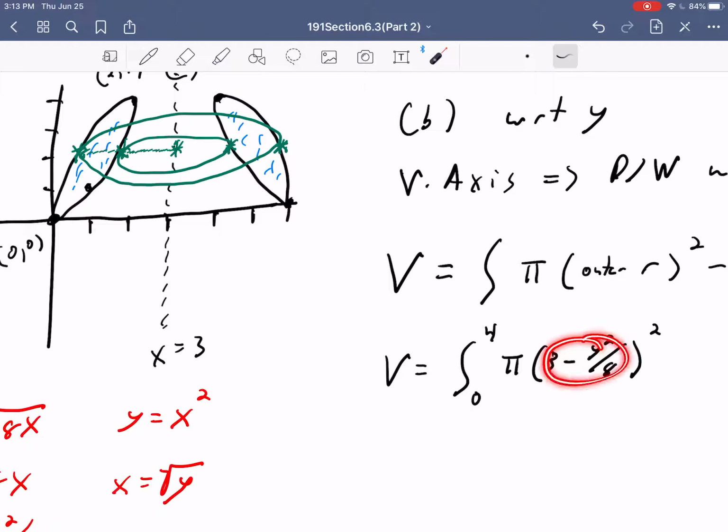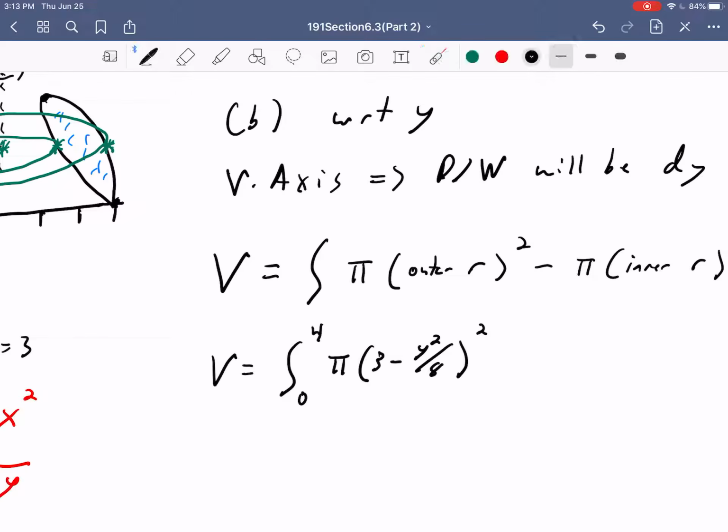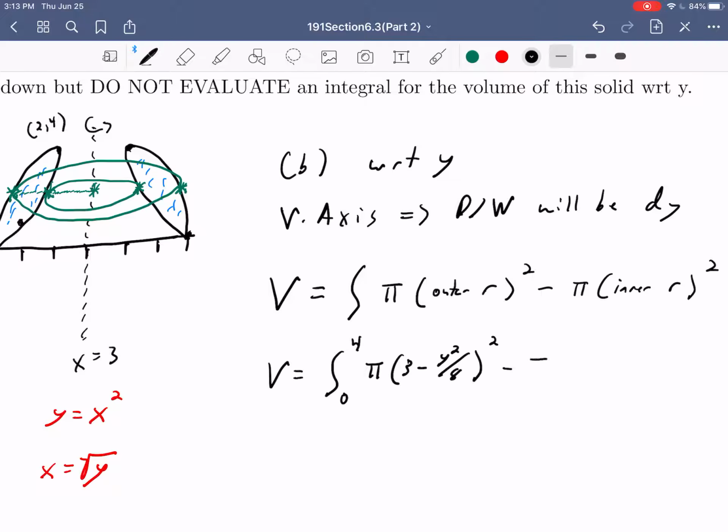If you're ever unsure about whether it should be 3 minus this or y squared over 8 minus 3, remember, you can always just check. Choose a random value between 0 and 4. Say your favorite value is 1. If you plug in 1 for y, you'd get 3 minus 1/8, which gives you a positive radius. Radii have to be positive. If you accidentally wrote y squared over 8 minus 3 and you plugged in 1, you would get a negative radius. You knew you had it backwards. Notice we also knew that 3 had to show up because the axis of revolution always has to show up in the radius components.